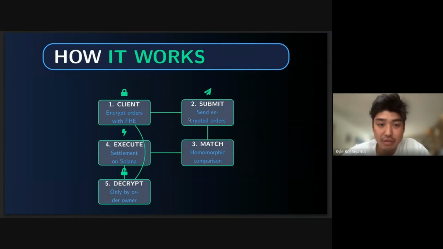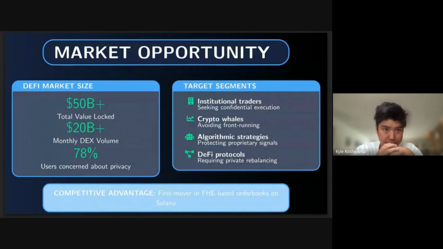Basically, the first step is that the client encrypts the orders with FHE, and then step two is that it submits the encrypted orders. Then a match is done, doing homomorphic evaluations on these ciphertexts without decrypting. And then we are executing the settlement on our state, and this gets logged in the Solana virtual machine. And then decryptions are only by the owner of each ciphertext. So that's basically the high-level architecture. Like I said earlier, perp trading DEXes are arguably the largest PMF right now.